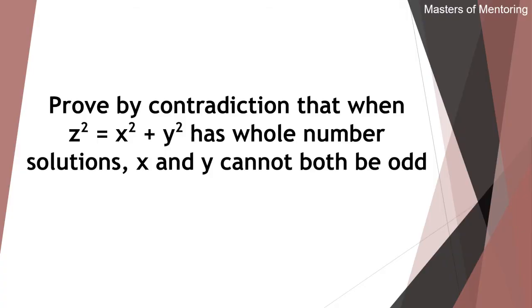So this is the question. Prove by contradiction that when z squared equals x squared plus y squared has whole number solutions, x and y cannot both be odd. And here is my thought process for solving it on the whiteboard, or paper which you will be given at interview.